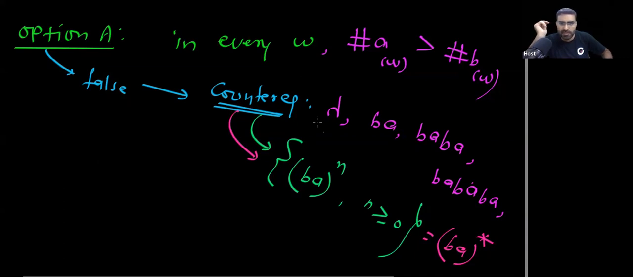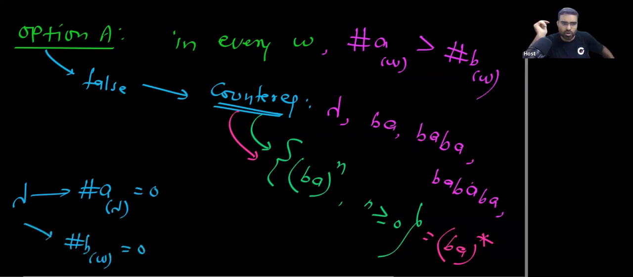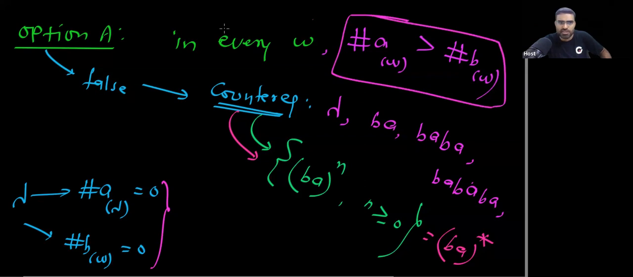In this empty string, how many A's are there? Zero. How many B's are there? Zero. Can I say the number of A's is equal to the number of B's? So option A is false. So this string I can use as a counterexample for option A.